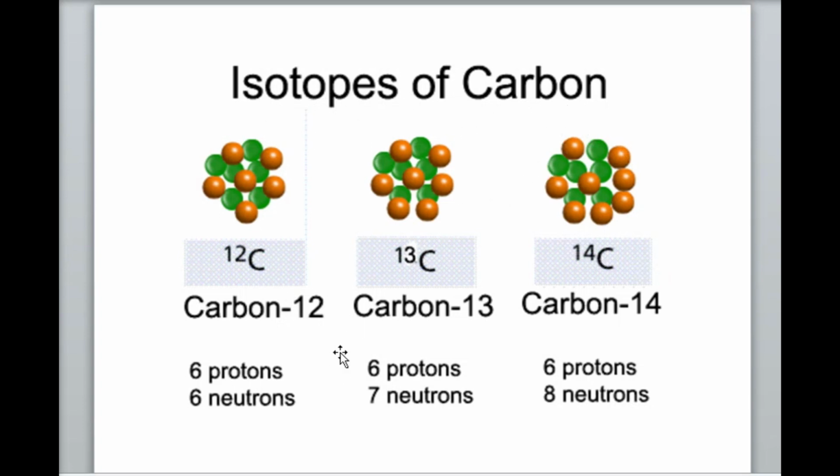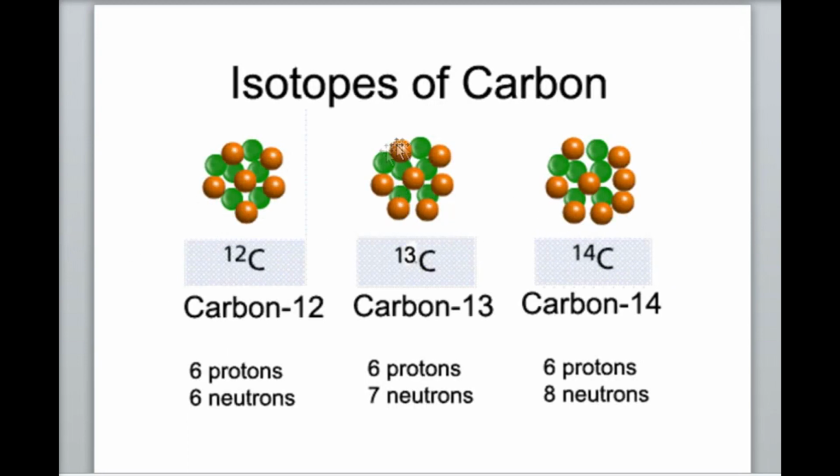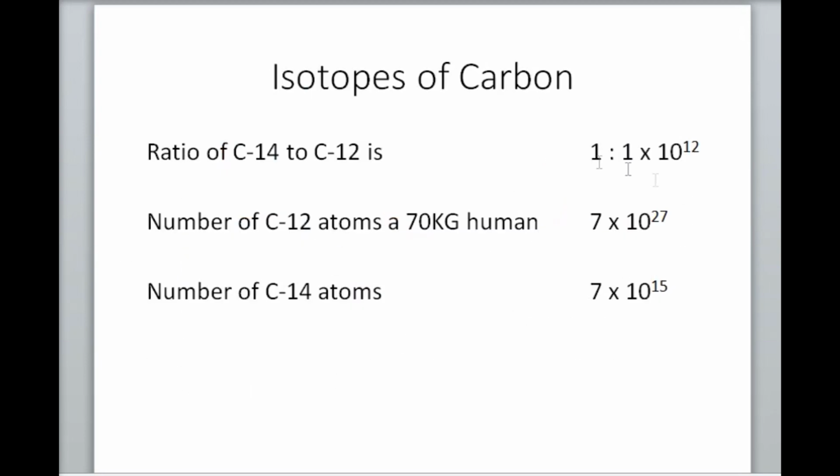Now, I'm a carbon-based living organism, and if you're watching this, you are as well. We've got a fixed amount of carbon in our bodies, if your weight is kind of constant, right? In fact, it's a little bit like this. The ratio of carbon-14 to carbon-12, so this one to that one, we can ignore the middle one for now, is 1 to 1 times 10 to the 12. So for every 1 times 10 to the 12 carbon-12s, we've got 1 atom of carbon-14.